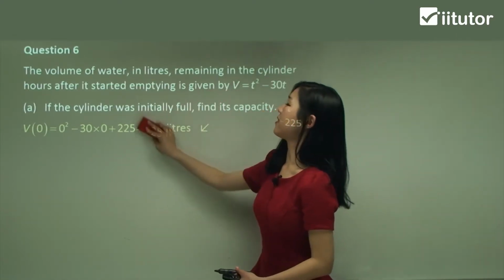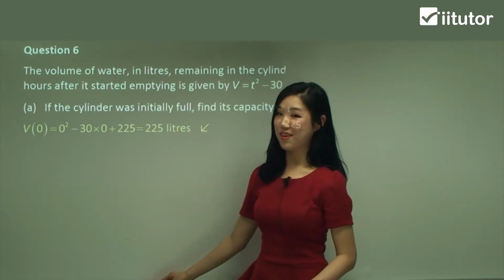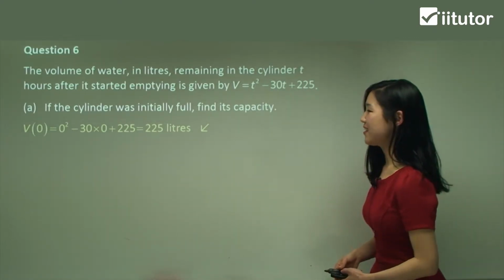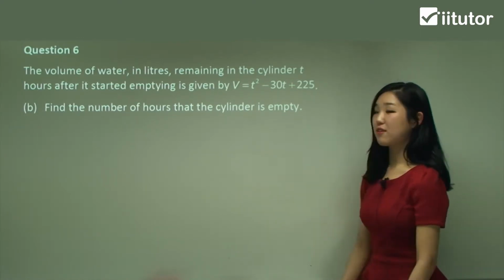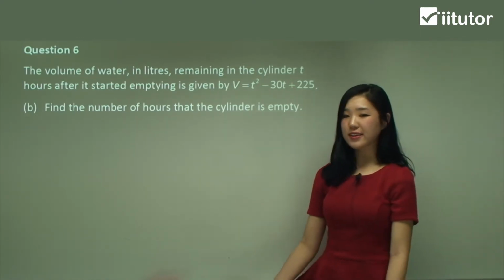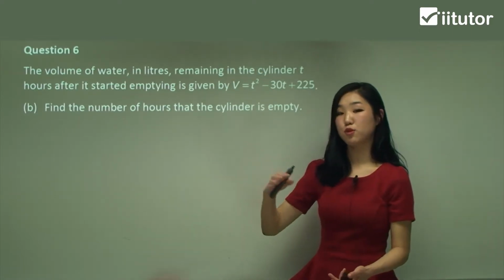So how easy was that? All you needed to know was to sub in t equals 0. So that was part A. Part B: find the number of hours until the cylinder is empty. So I want to find how long, in hours, it takes for the cylinder to be empty.